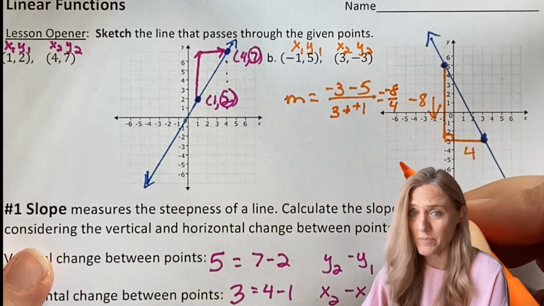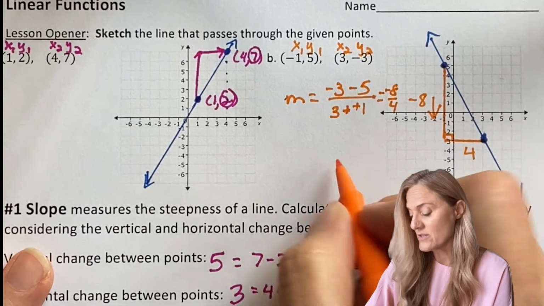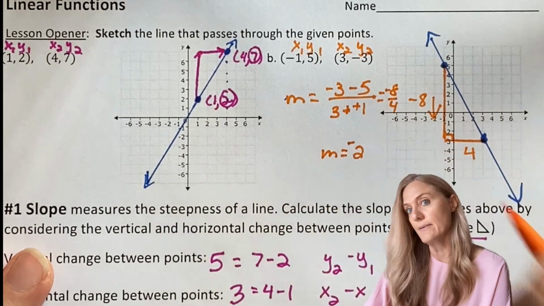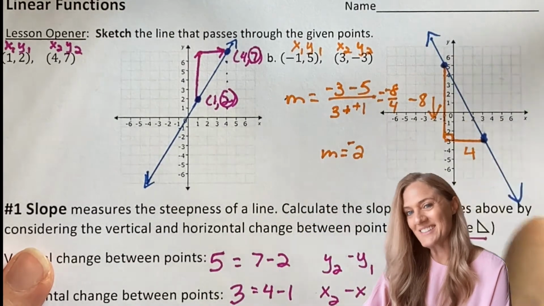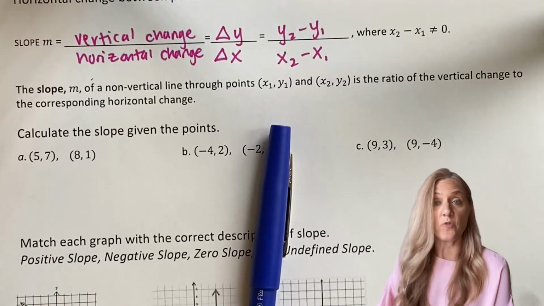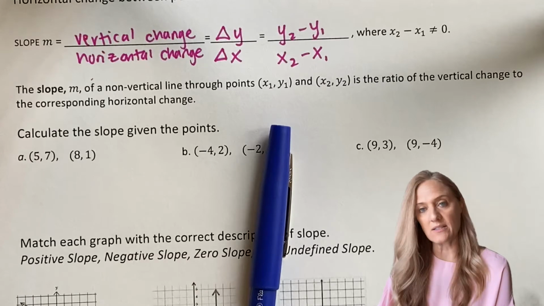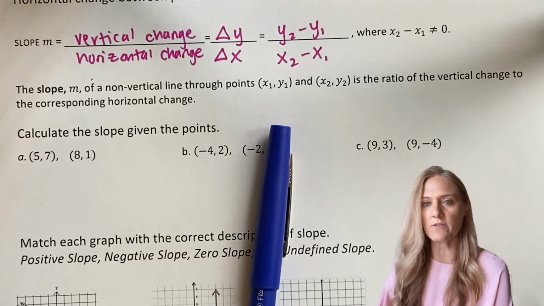It's always nice when it comes together and works out the way it's supposed to. So m, or slope, equals negative 2 because it's falling. So now we've seen how we got the slope formula, y sub 2 minus y sub 1 over x sub 2 minus x sub 1. You know, that change in y over change in x.